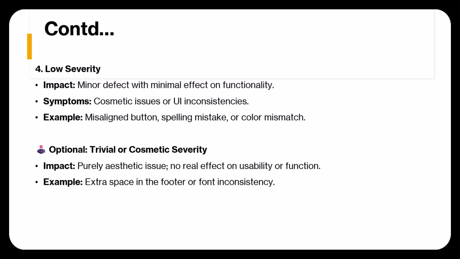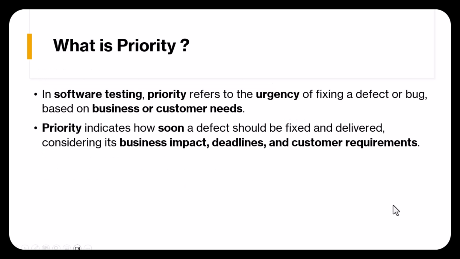Now we'll cover the topic priority. First, we'll discuss what priority is. The topic priority is a bit different from severity. It is all about how soon a bug needs to be fixed based on its urgency. A bug could have high severity but might not need immediate fixing, or it could have low severity but need to be fixed right away. It is all about the urgency to fix the issue.